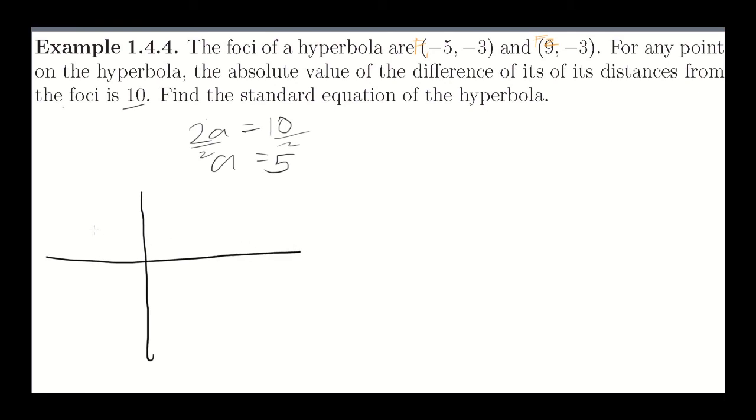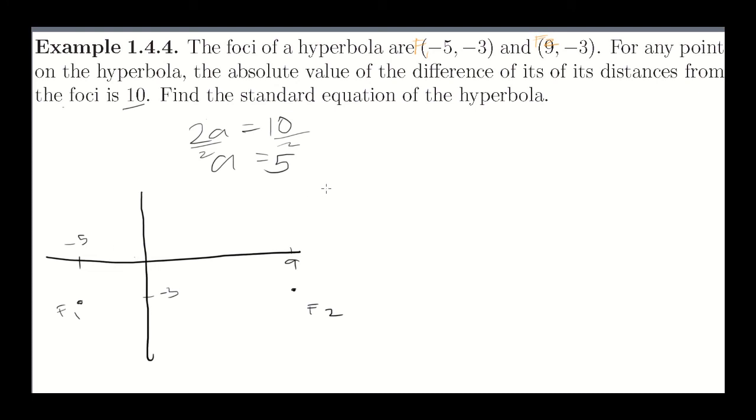So if we plot that one, we have here -5, we have here -3. So this is focus 1, and the other focus is at +9 and -3. So this is the other focus. Okay, so now we need to get the center.